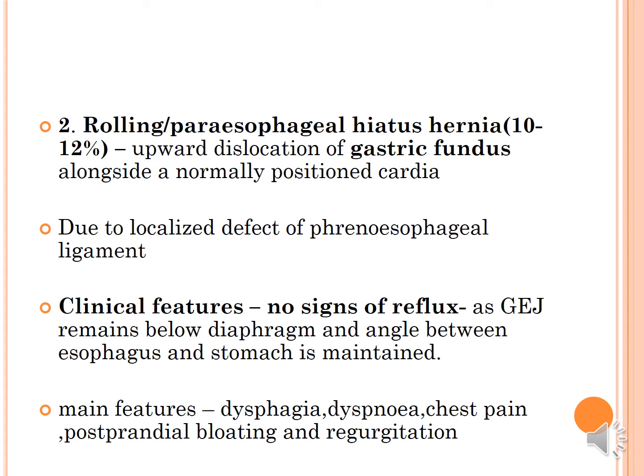Second type of hiatus hernia is the rolling paraesophageal hiatus hernia, where there will be an upward dislocation of the gastric fundus alongside a normal position cardia, due to the localized defect of the phrenoesophageal ligament. Clinical features: there will be no signs of reflux, as the gastroesophageal junction remains below the diaphragm and the angle between the esophagus and the stomach is maintained. Main features are mainly the dysphagia, dyspnea, chest pain, postprandial bloating, and regurgitation.